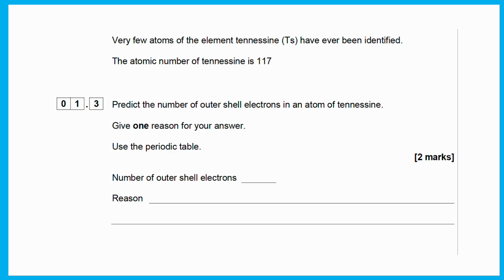So, question 3. Very few atoms of the element tennessine have ever been identified. The atomic number of tennessine is 117. Predict the number of outer shell electrons in an atom of tennessine. Give 1 reason for your answer. Use the periodic table. Number of outer shell electrons and reason: 2 marks.